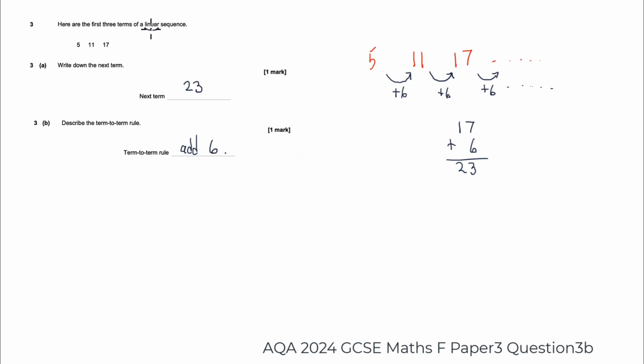So the key is the term linear. There's a fixed amount you add on to get from one term to the next term. That's the characteristic of a linear sequence.